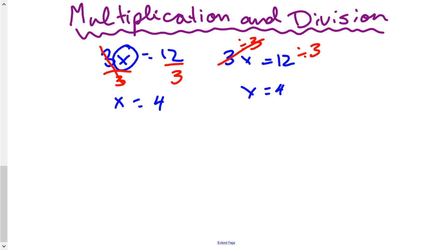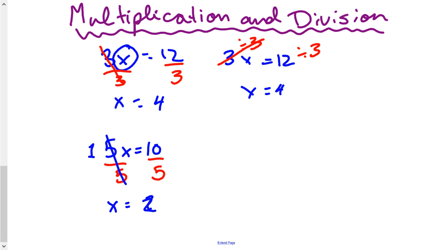So let's do another example here. We're going to have 5x is equal to 10. Divide by 5 on both sides. x is equal to 2. 5 divided by 5 gives us 1. 10 divided by 5 gives us 2.